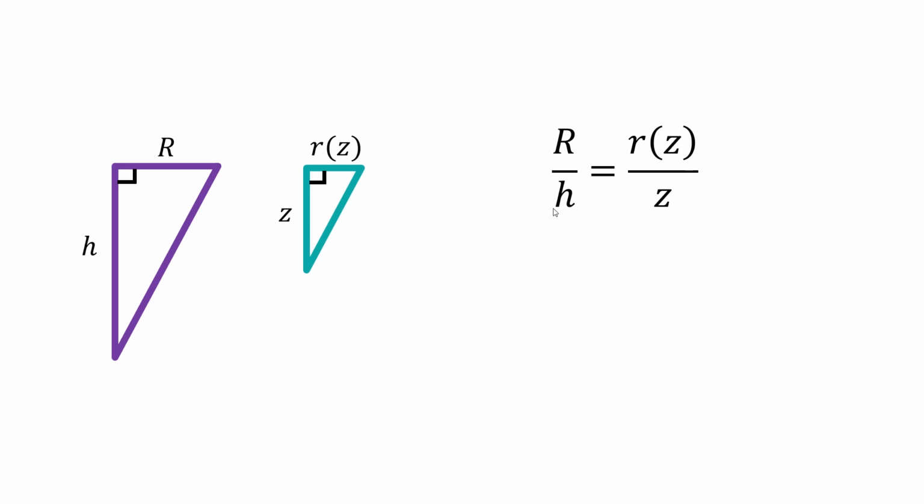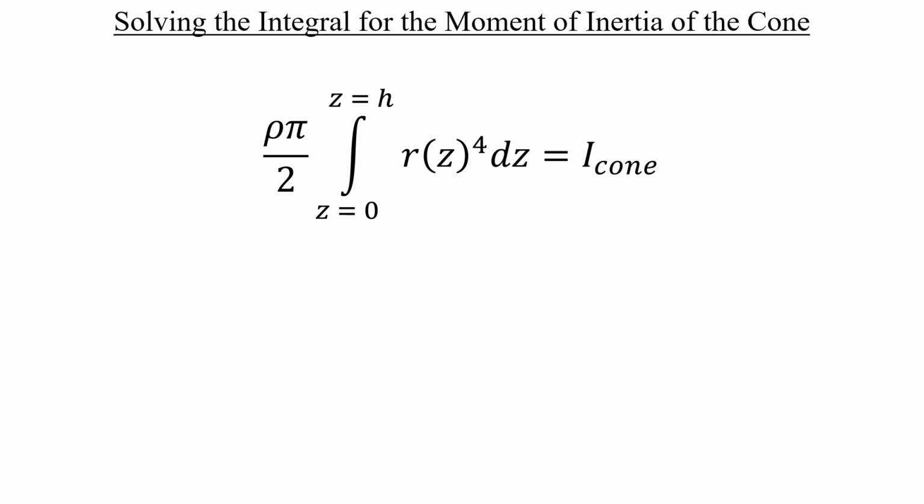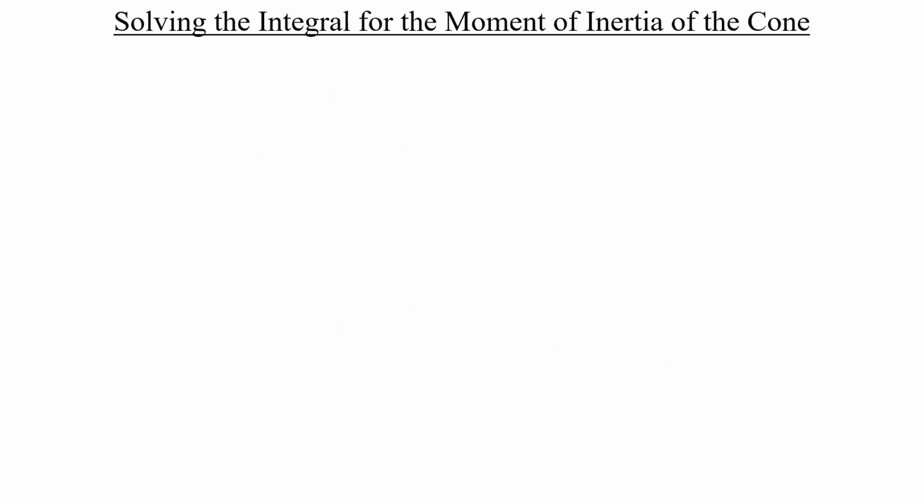And we can use this to solve for the definition of the radius as a function of z by just multiplying both sides by z. And there it is. So let's take this and go back to our integral, and we're going to plug in the expression that we just obtained, like that, and then raise it to the fourth power.